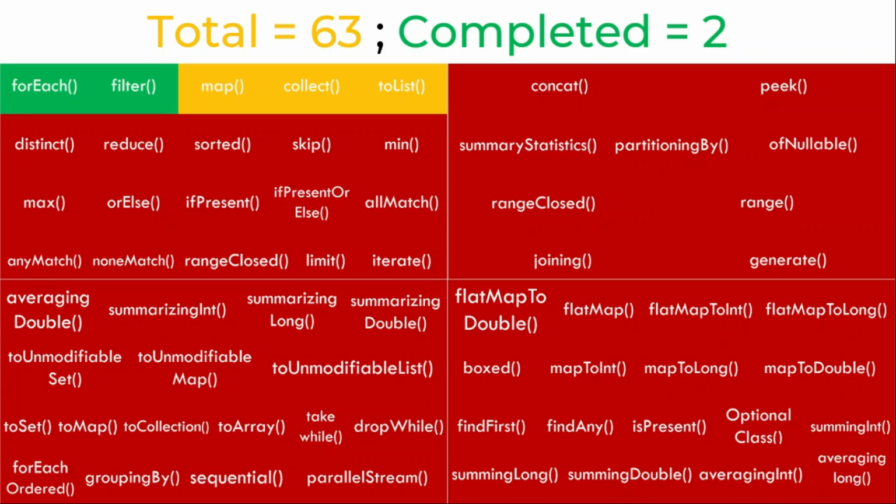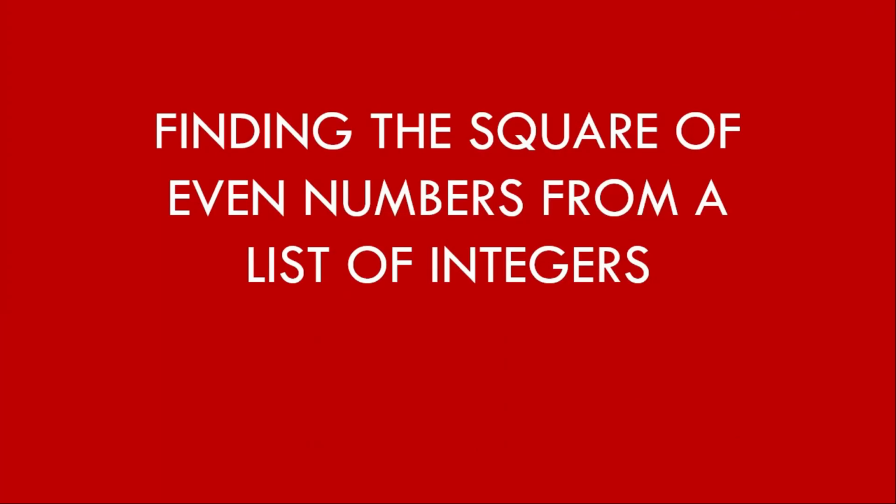In this session, we will learn how to use the map, collect and toList functions. We are going to do so through a program that is finding the square of even numbers from a list of integers. So let us go into the coding screen.